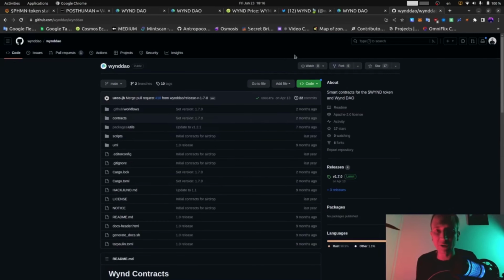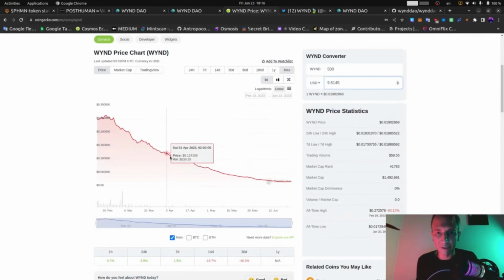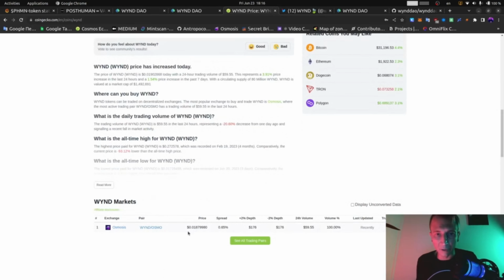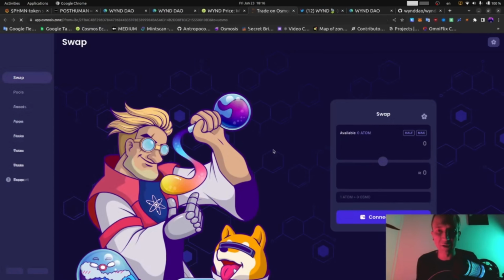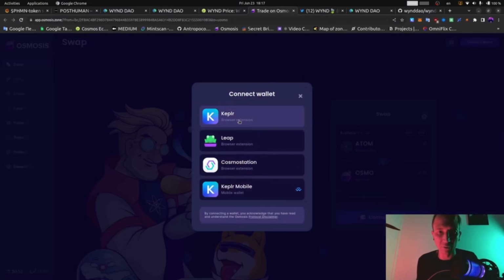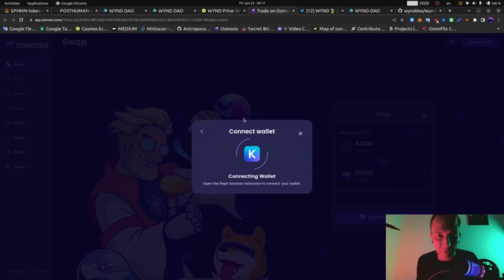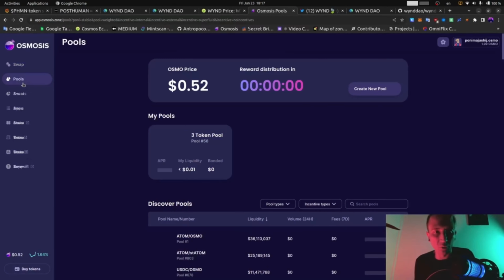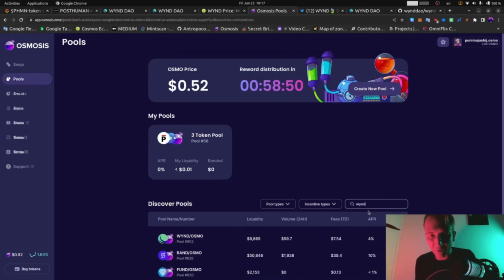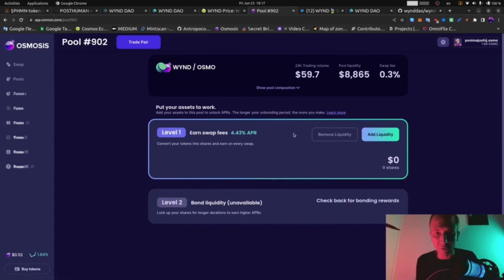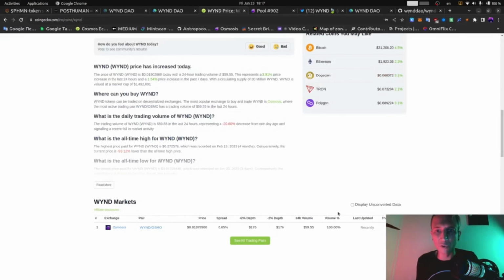If you are an economical person, go to CoinGecko and see that Wynd has already fallen so low that it looks like there are no more risks. And we can also see that you can trade Wynd at Osmosis, and connect a wallet. Oh, looks nice. Osmosis has Leap wallet and Cosmostation as possibilities to connect the wallet. Very nice. Yes, we can go to the pools, search Wynd, and see the liquidity in the pool, really not big at Osmosis, but earn swap fees of 0.43%. So if you're an economical person, I can't give you any advice because economics is irrational.